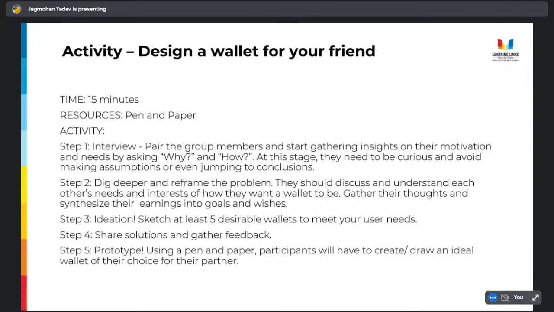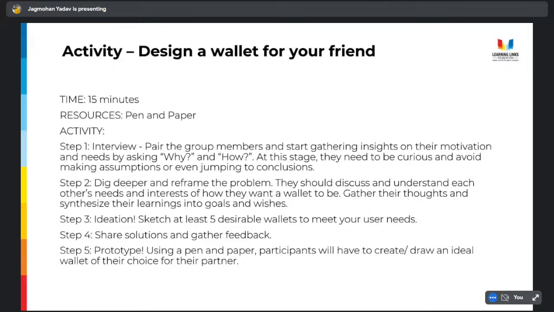Okay, so there will be a question we will ask. It's totally about design thinking. So this is the activity you will find in that as well. So you need to design a wallet for your friend. Okay, so you need to build a pair or group of members and start gathering insight on their motivation, what they need.